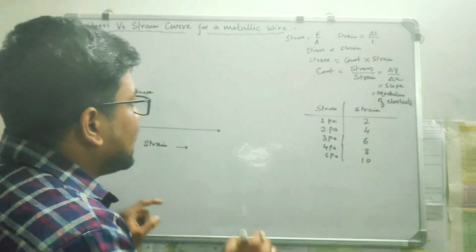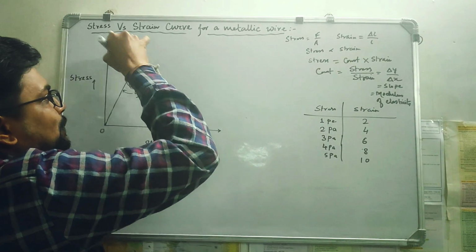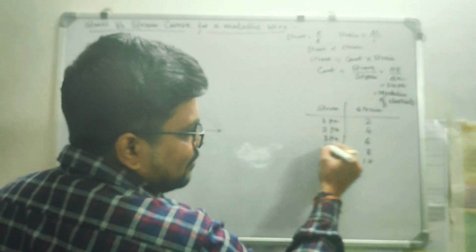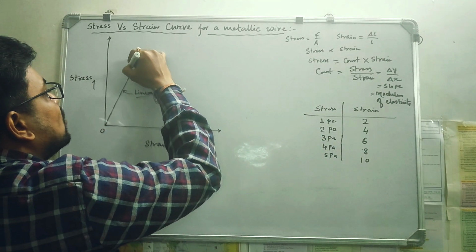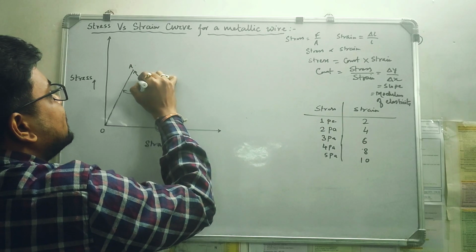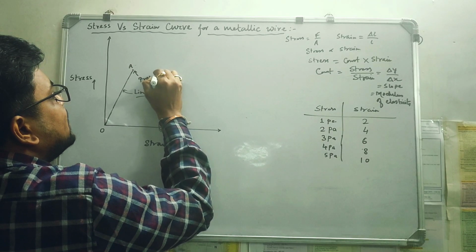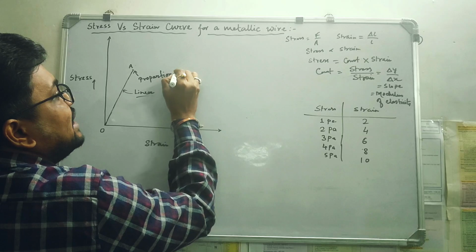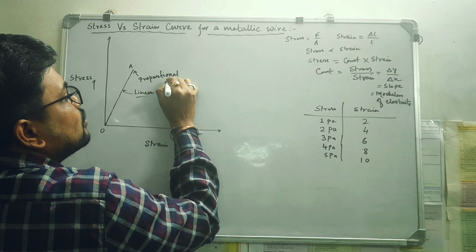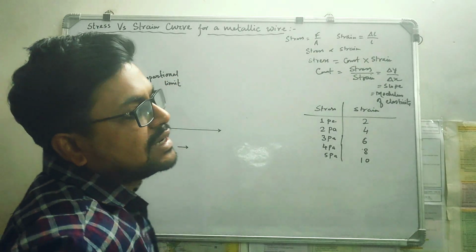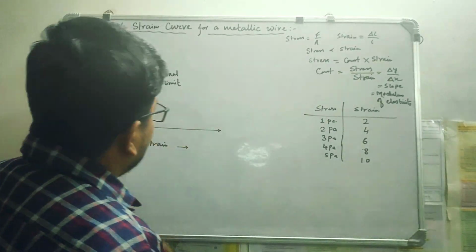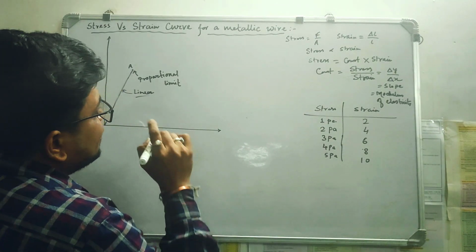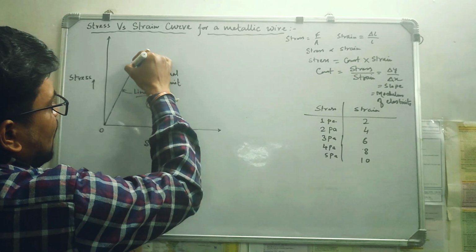Up to a particular point these properties are maintained, and that point is called the proportional limit, or limit of proportionality, where proportionality is maintained. Now, the next thing: after point A, what will happen?